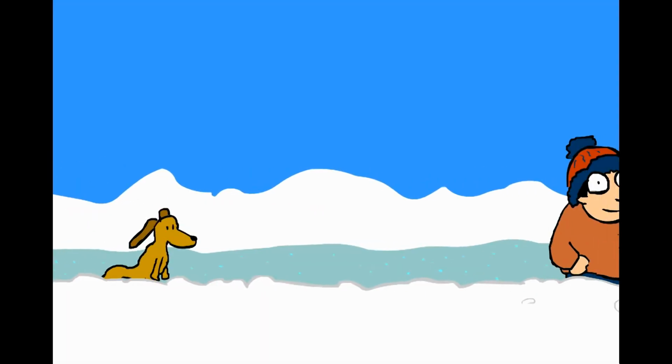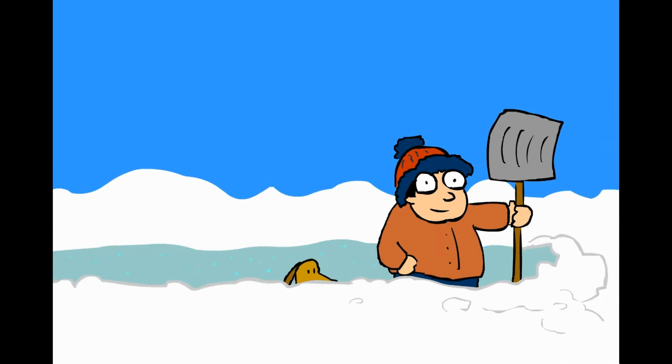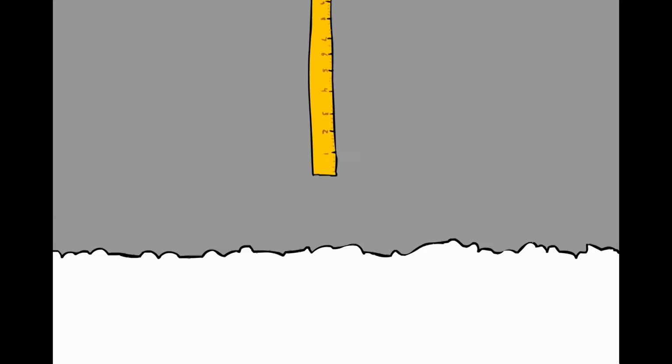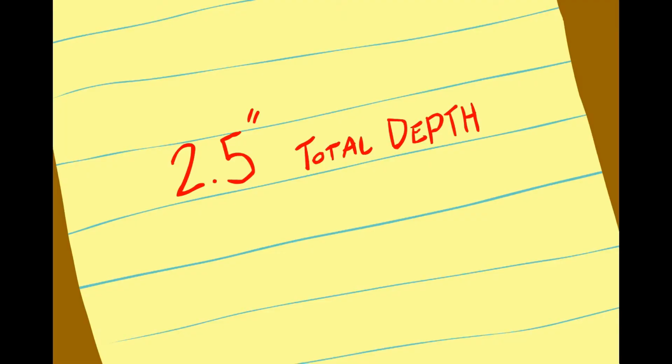Now it's time to measure the total depth of snow, including old snow and ice as well as new that is on the ground at observation time. To do this, stick your snow stick or ruler through all of the layers of snow and ice onto the ground and measure to the nearest ½ inch.